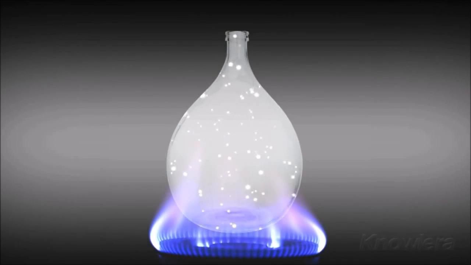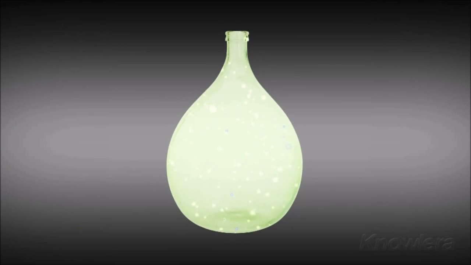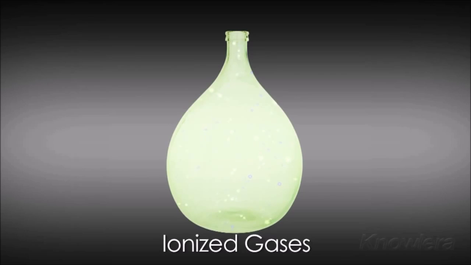Plasma is created when a gas is either exposed to a high temperature or when high voltage electricity is passed through it. The heat or electricity makes the atoms in the gas move so quickly and collide so violently with one another that electrons are knocked from their orbits. Because of the way they are created, plasmas are sometimes called ionized gases.